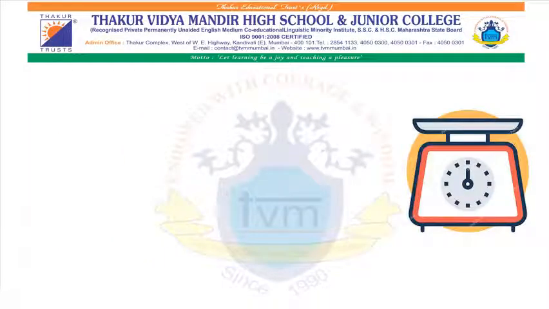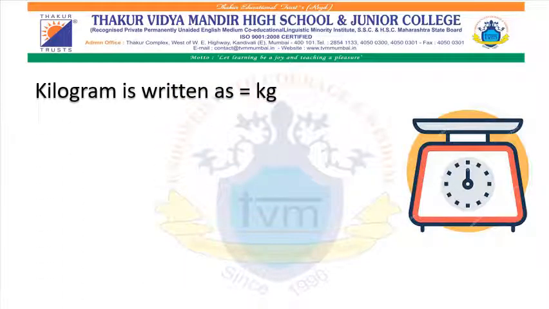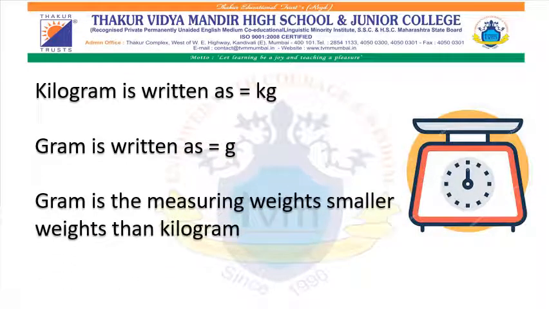I told you that kilo means 1000. Kilogram is written as kg and gram is written as g. Gram is the unit for measuring weight smaller than a kilogram.